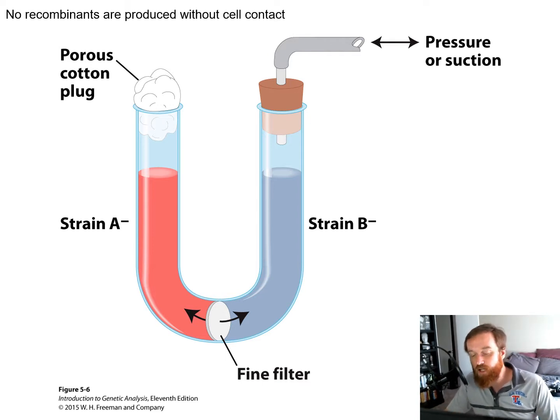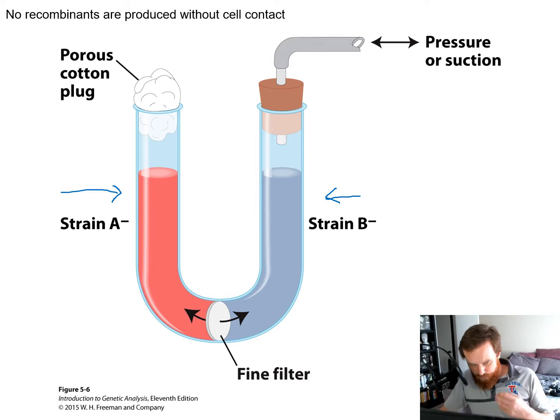So there's this simple experiment done where they took this U-shaped test tube, and put strain A in one side of it, strain B in the other side of it, and put a very fine filter in between. So this filter had holes in it that were small enough to let DNA and little pieces of RNA flow through it, but not big enough to allow entire bacteria.